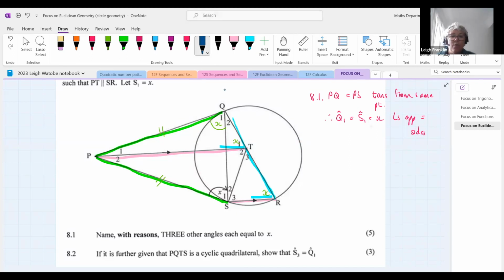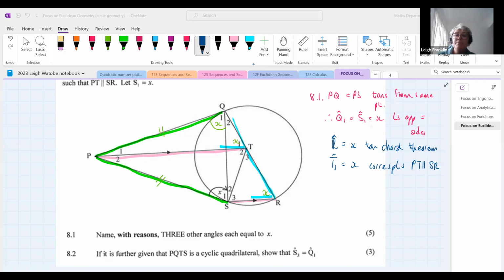Okay, so these are the only ones in this case. All right, so let's put the others down. Okay, so we said that R was equal to X because of tan chord theorem. And the last one was T1 was equal to X because of corresponding angles. And that is because PT is parallel to SR.